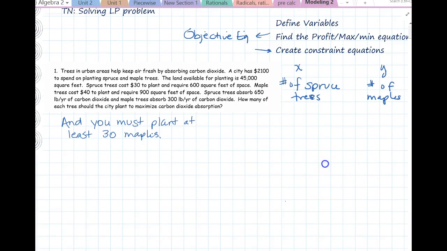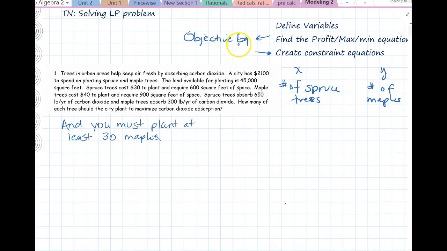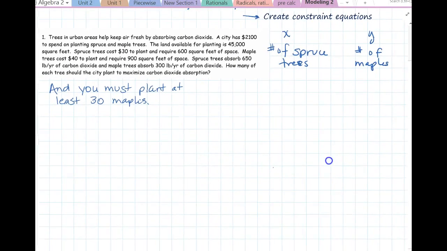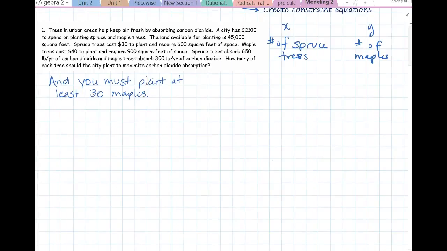Now, the next thing I do, once I've defined my variables, I go straight for the objective equation. I go to the question that's asked and find out, what are they trying to optimize? What are they trying to find the most of? Because if I can pull those variables and values out of the equation, it simplifies it for me because they don't double dip on it. They don't use it twice.